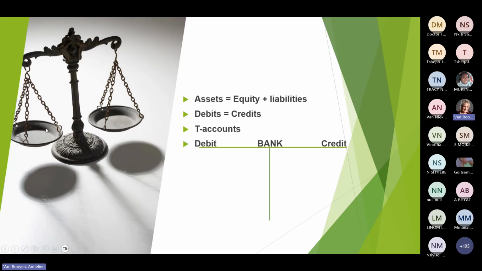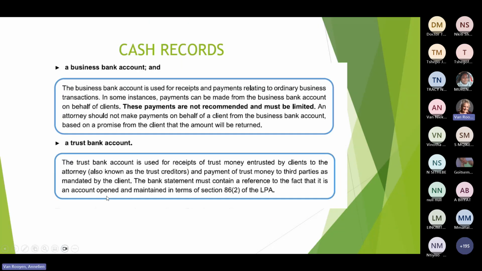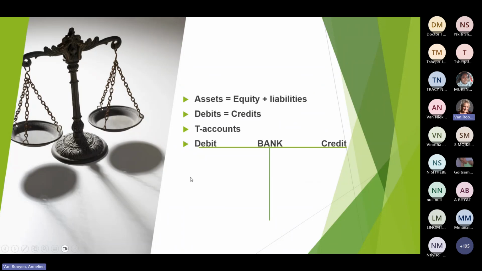The scale, it must always be level. So keep this in mind with all these transactions. Tonight we did the business bank account, cash receipts journal, or trust receipts journal. We did them both. It goes on this side of your bank. Your bank is getting more. On this side, you have the cash payments journal for the trust and for the business.